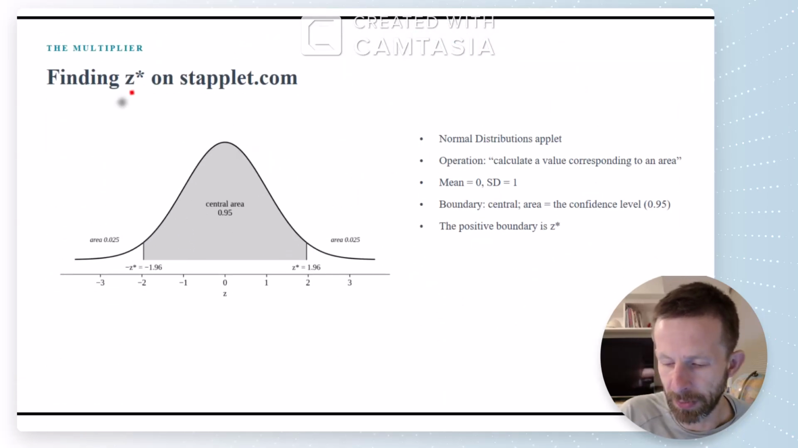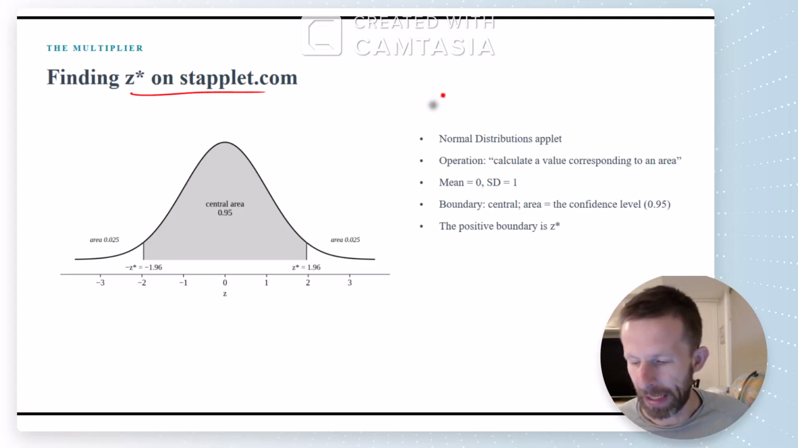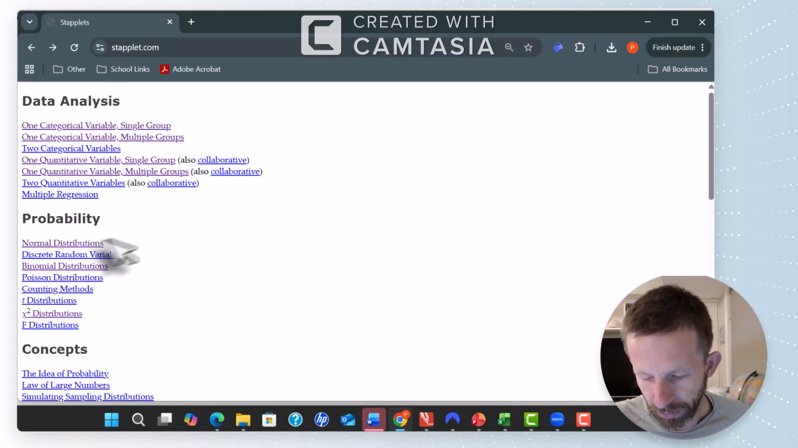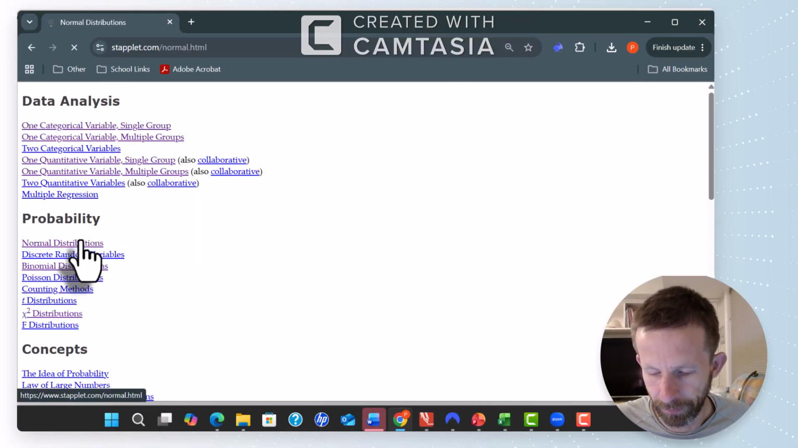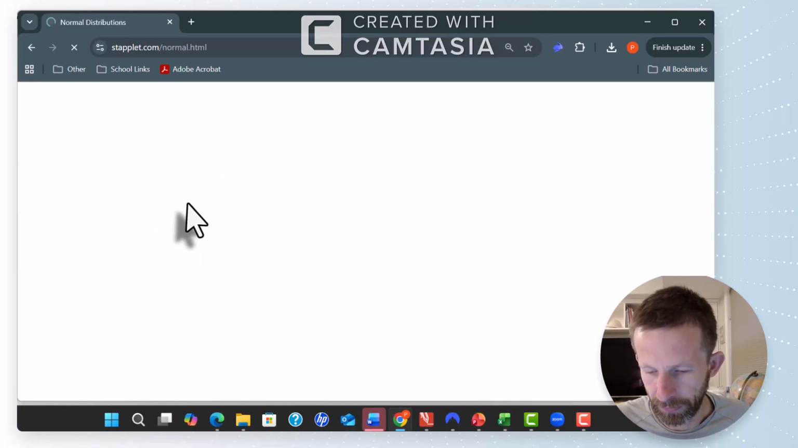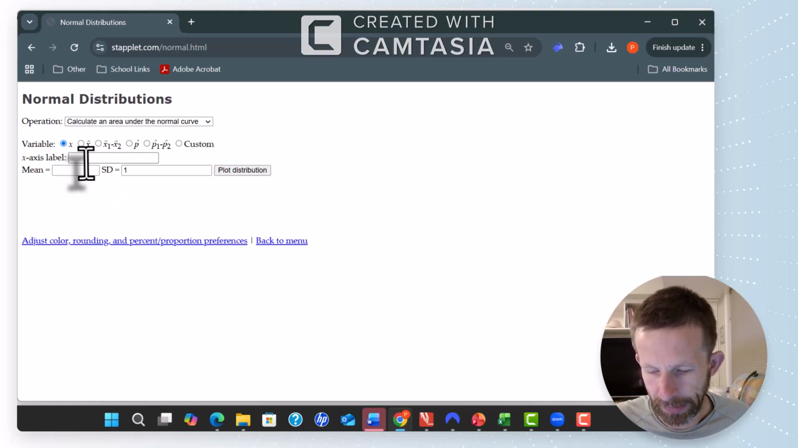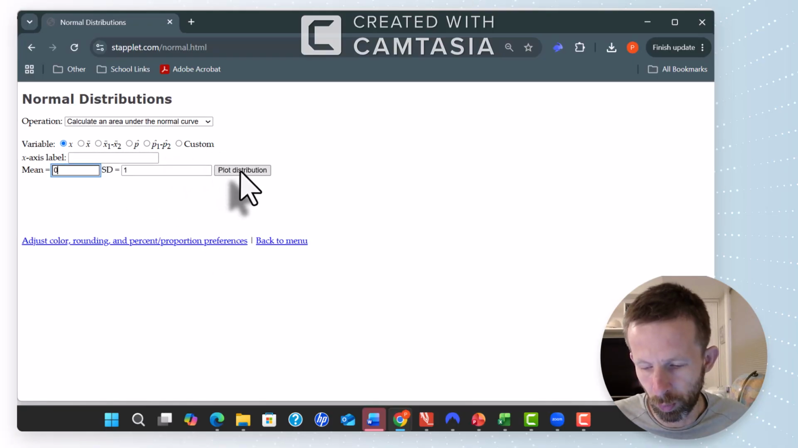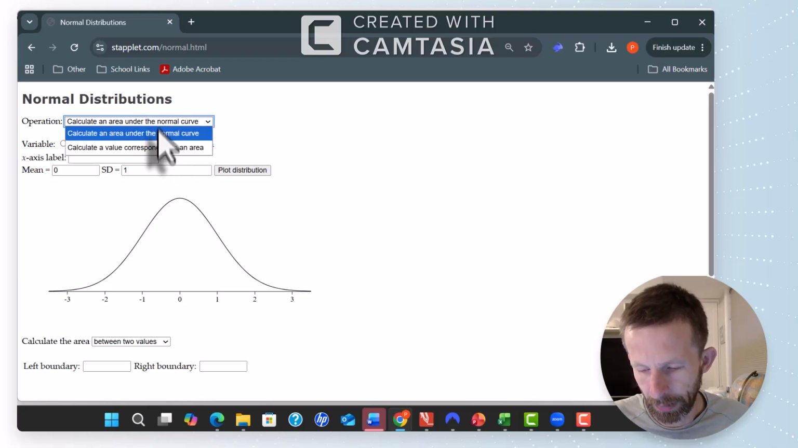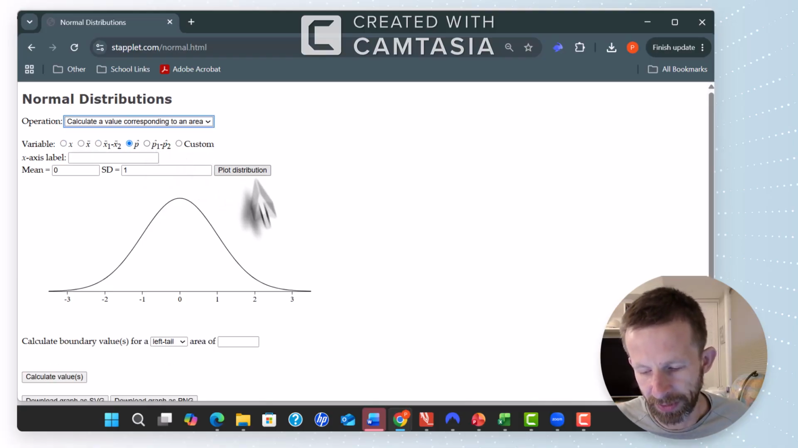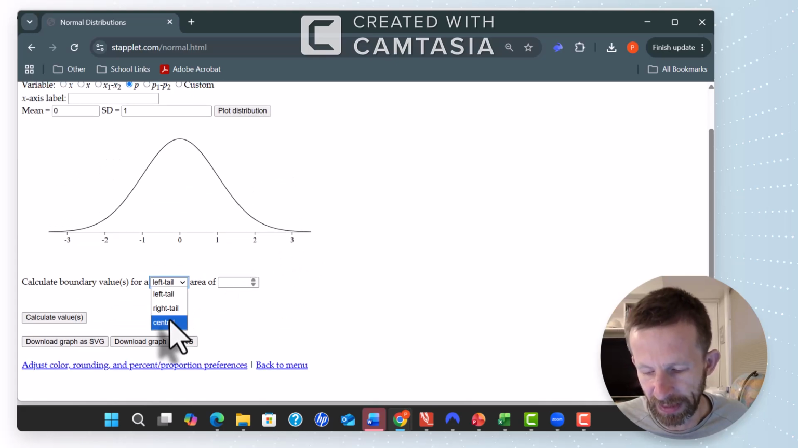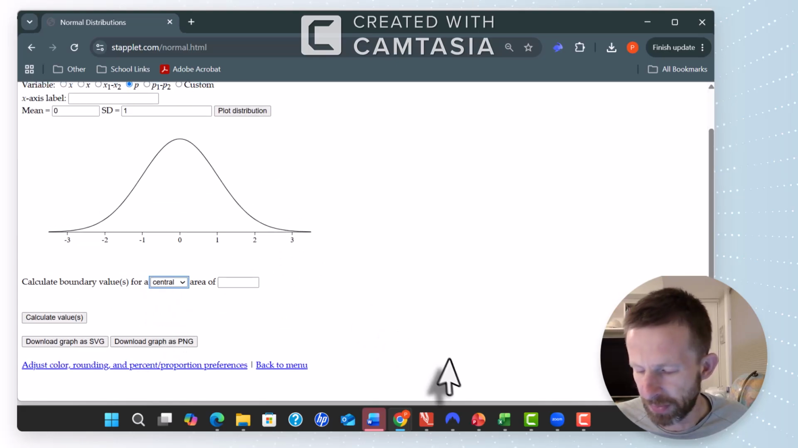All right, so z star we're going to find using the Stapplet app. So on Stapplet, we're going to go to normal distribution. We're going to set our mean to be 0, our standard deviation to be 1, and we want to find a value corresponding to an area. So depending on the confidence level, the area is always going to be central.